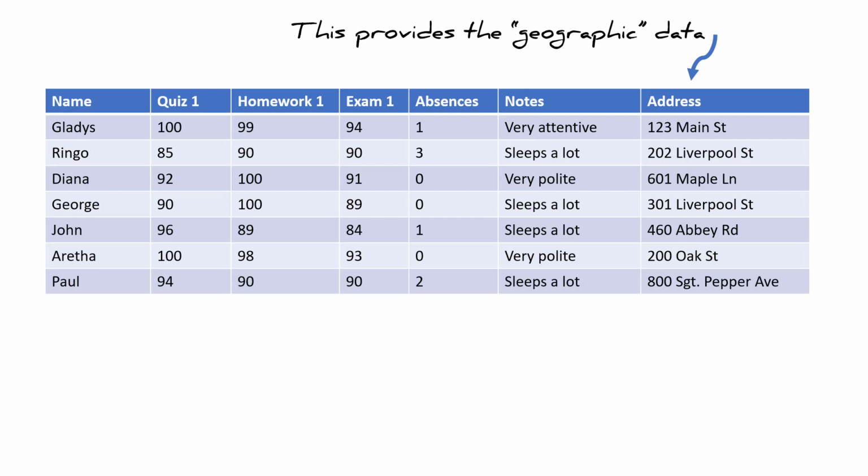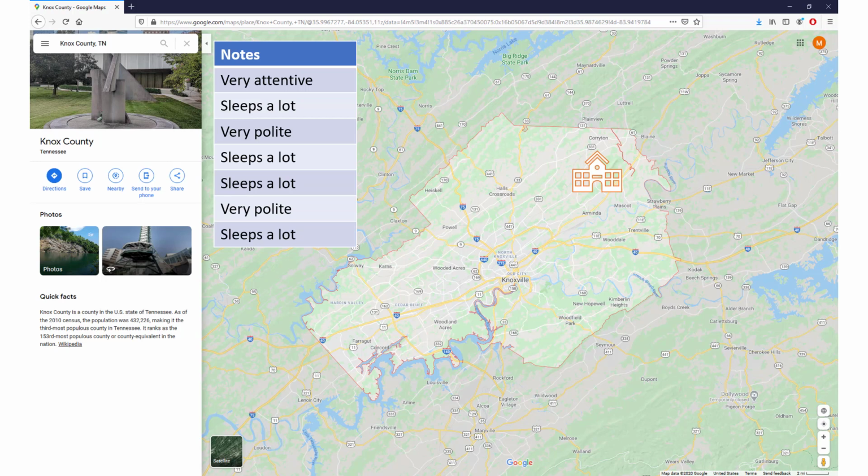If we add a column for each student's home address, then we can use a website like Google Maps to see where that student lives. We could actually mark all the home addresses of our students using this technique. Once we know where students live, what sorts of questions could we ask with that data? Let's continue to use a gradebook as an example.